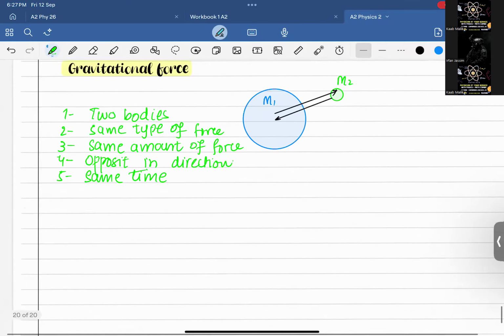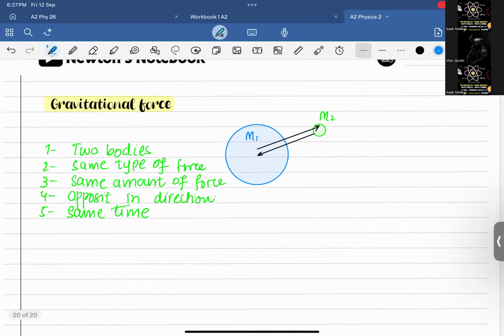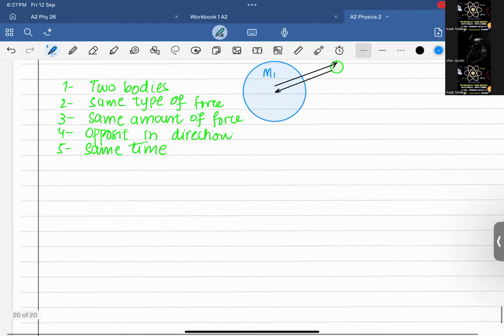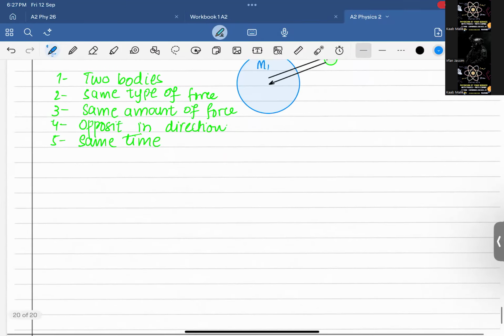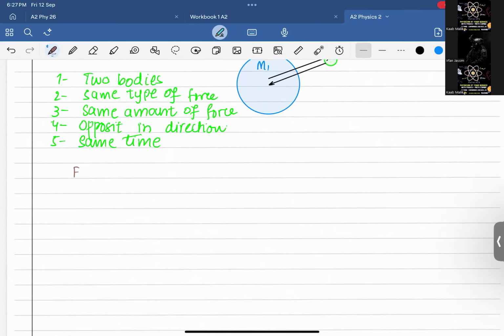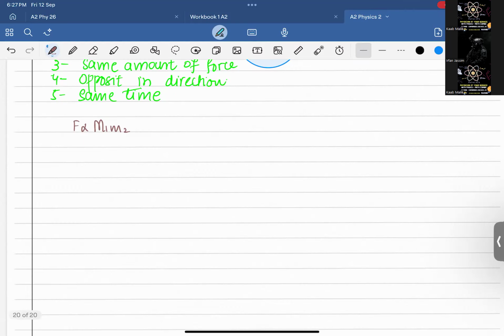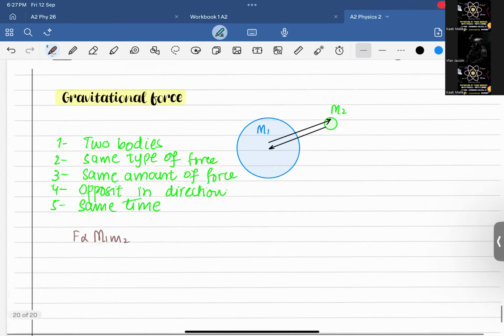So for any of the mass, if I increase the magnitude of one of the two masses, the gravitational force is going to increase, right? So this is the first thing. If I increase any one of the mass, the gravitational force will be increased. So m1, m2, right? So gravitational force is basically directly proportional to the product of masses. And if I increase the separation, the gravitational force is going to decrease.